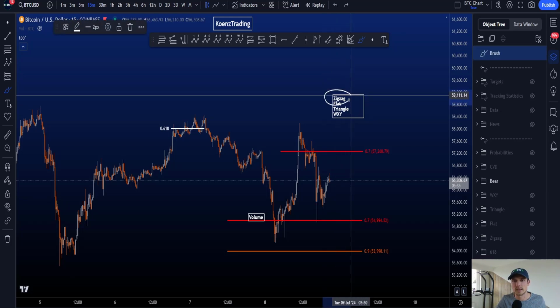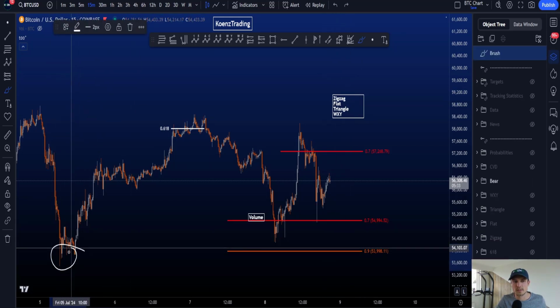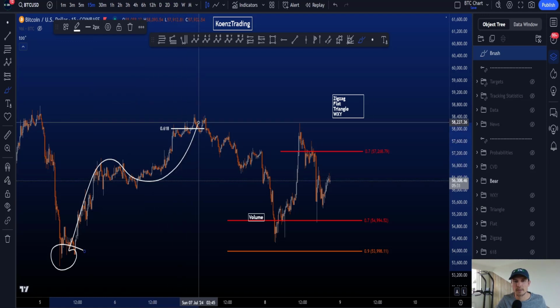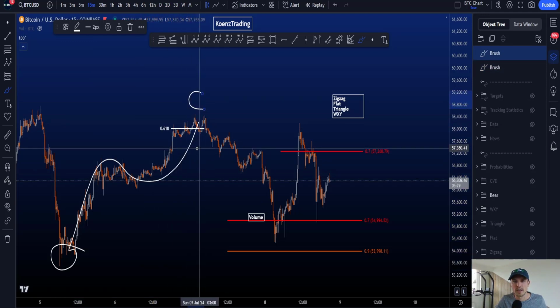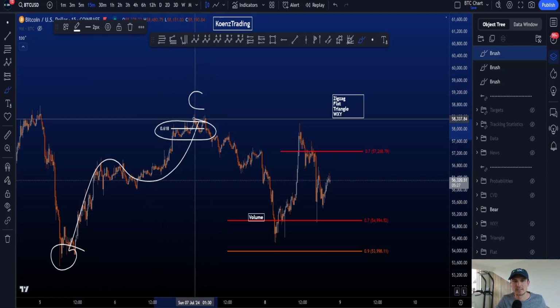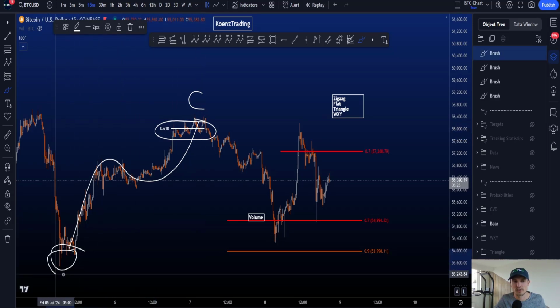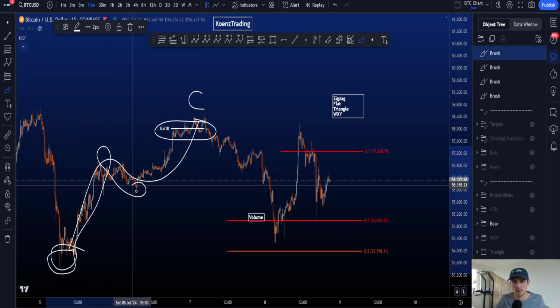Okay, the zigzag. If this over here is a low and we look for a zigzag up ABC that is finished, then wave C hit the 0.618 trend-based wave extension taken from the low to the high to the low.